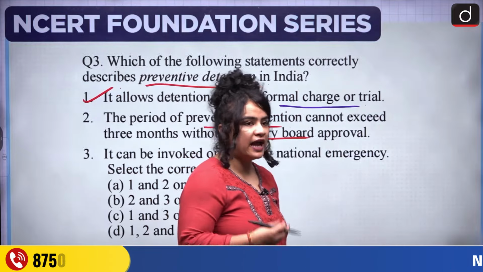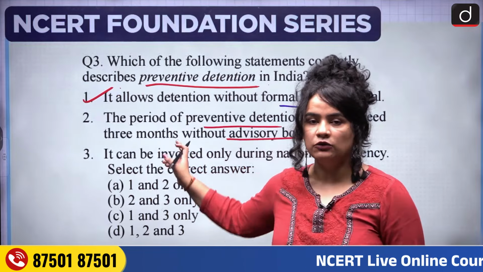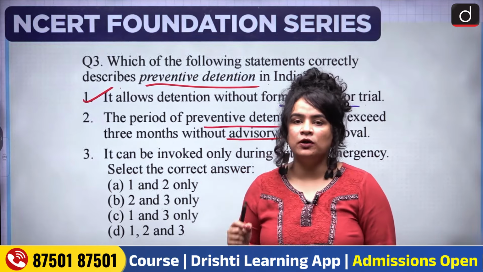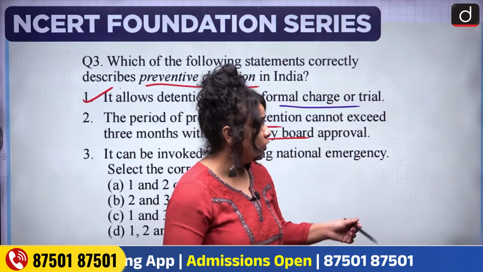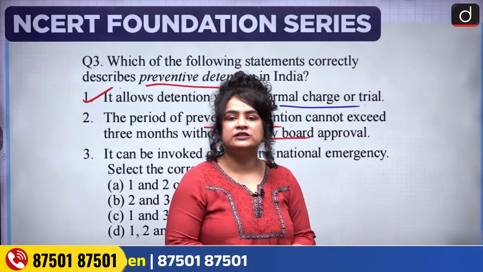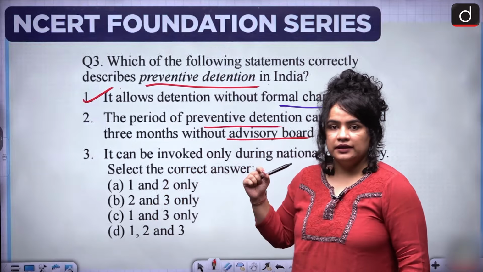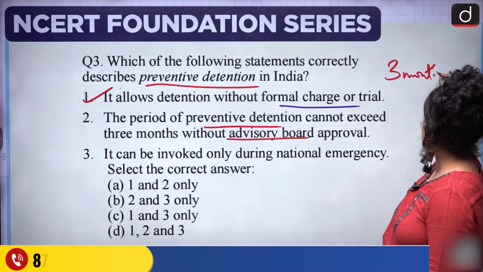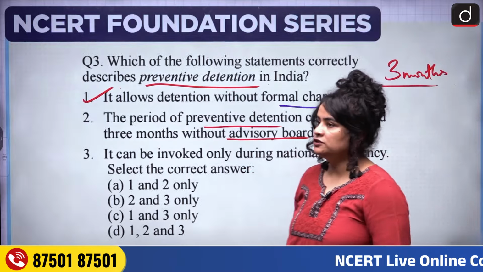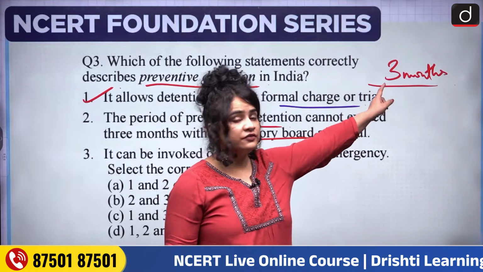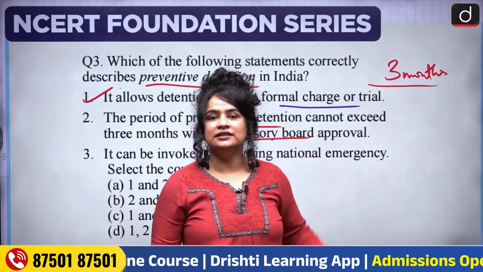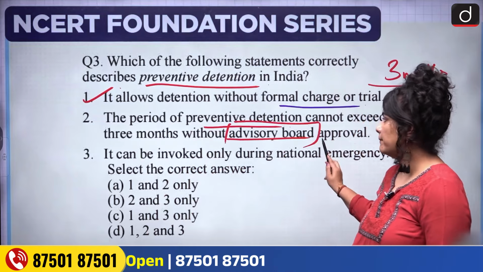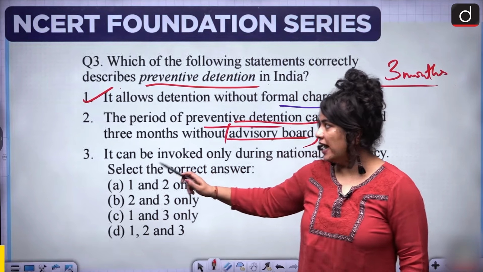Of course, you can arrest the person and detain that person on grounds that he or she is a threat to national security or public law and order. But for how long would you detain this person? It is mentioned that you cannot detain a person on grounds of preventive detention for over 3 months. And if you want to exceed this period, you will have to get an approval from an advisory board. All right. So this is absolutely accurate.